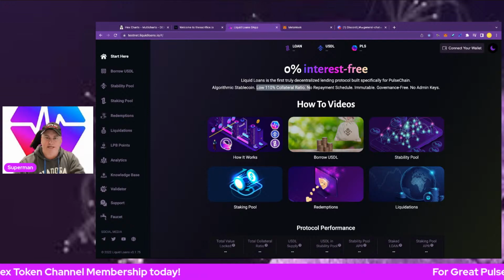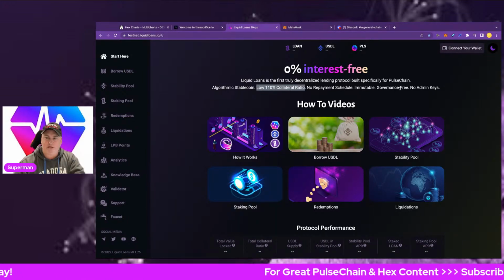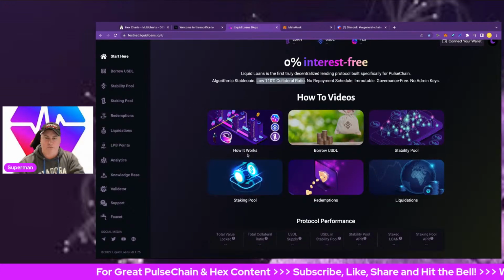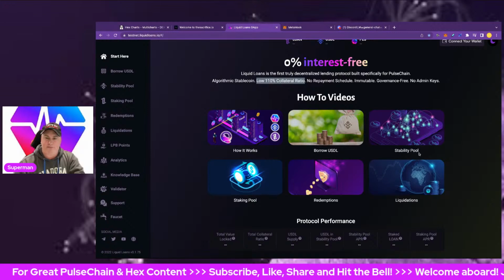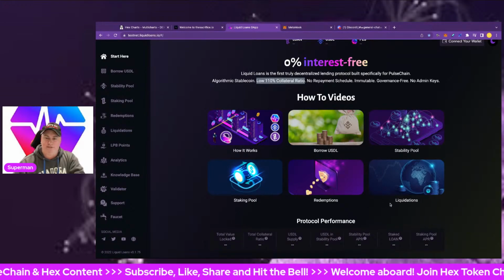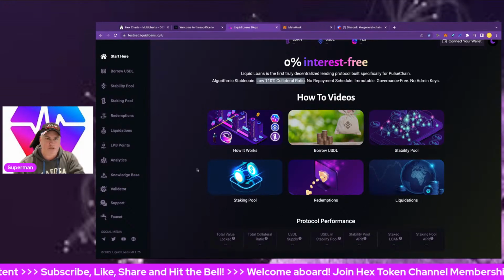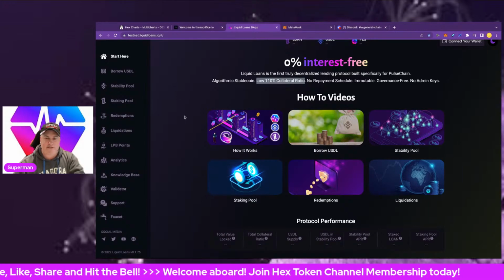Now, a low 110% collateral. So it's obviously low collateral there. No repayment schedule, immutable, governance free, and no admin fees. Can't do much better than that. Lots of cool how-to videos: how it works, borrow USDL, stable pool, staking pool, redemptions, liquidations. So you can check those out in your own time. Like I say, the link to this is in the video description.